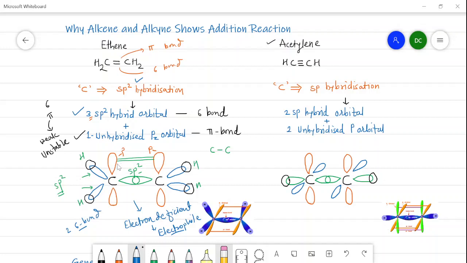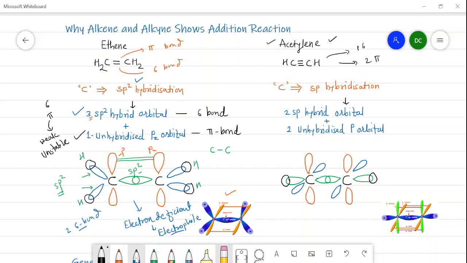Therefore, alkene possesses a pi electron, which is the reactive site, and it will react with the electrophile. That's why it shows the electrophilic addition reaction. Now you can see here the p orbitals, sigma bonds, and how they are oriented in case of the ethene molecule. Similarly, in case of acetylene, there is a carbon triple bond carbon, out of which one is the sigma bond and two are pi bonds.